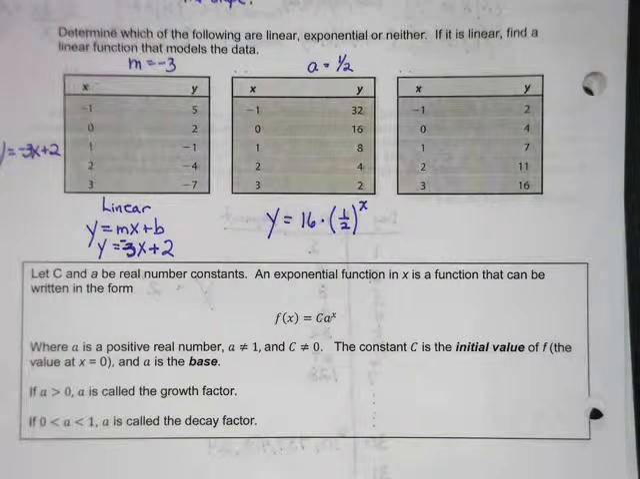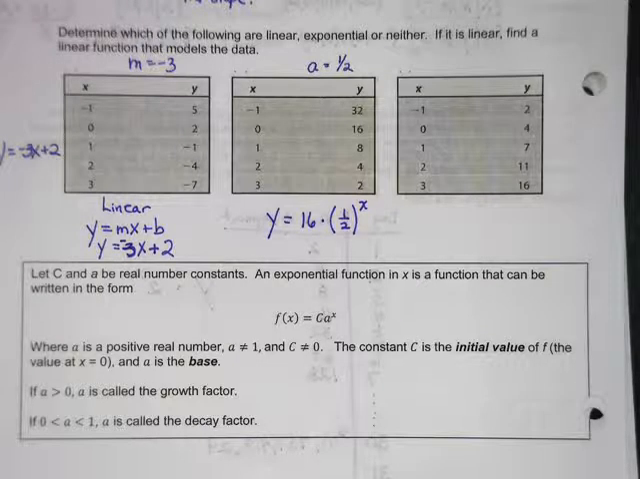Okay, a is a positive real number, but it can't be 1, because if it's 1, then it's linear. And c can't be 0, because if it's 0, then again you have this linear concept. c is called the initial value. It's the starting value when x equals 0, or when time equals 0. And a is called the base.